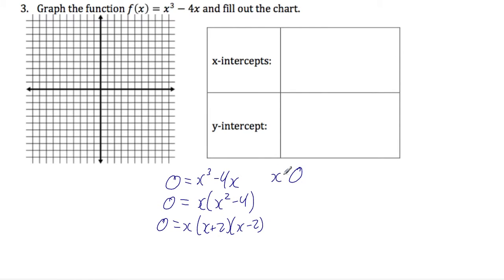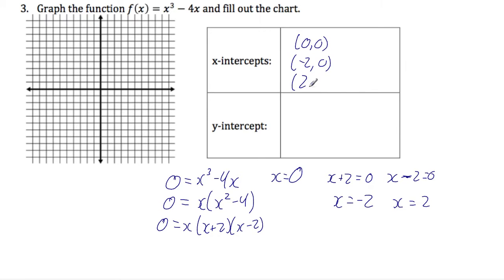So we set these three factors equal to 0: x equals 0, x plus 2 equals 0, and x minus 2 equals 0. We get x equals 0, x equals negative 2, x equals positive 2. Again, we can't leave our answers like this. We write them as coordinates. So we get 0, 0, negative 2, 0, and 2, 0. And again, if we have this point 0, 0, that crosses both the x and the y-axis, or I can make x 0. So I get 0 minus 0 to see that the y-intercept is also 0, 0.